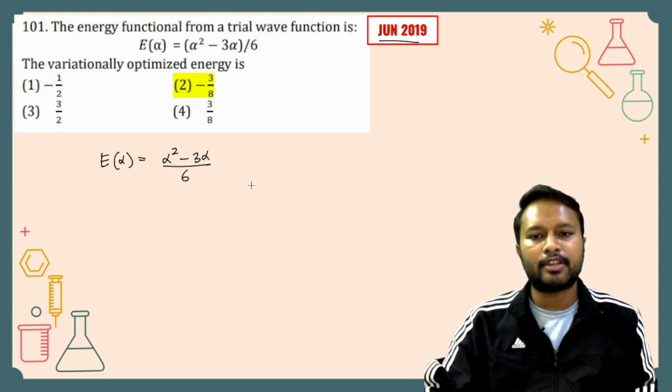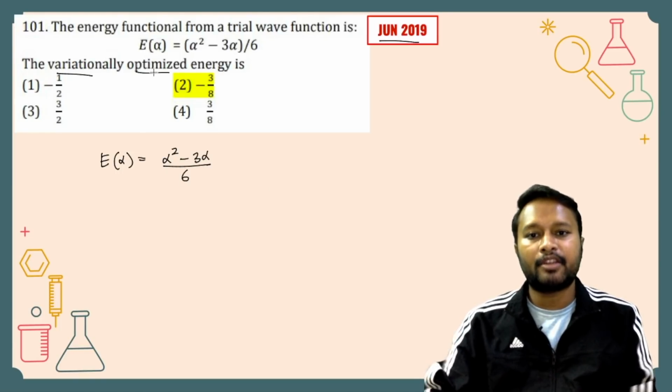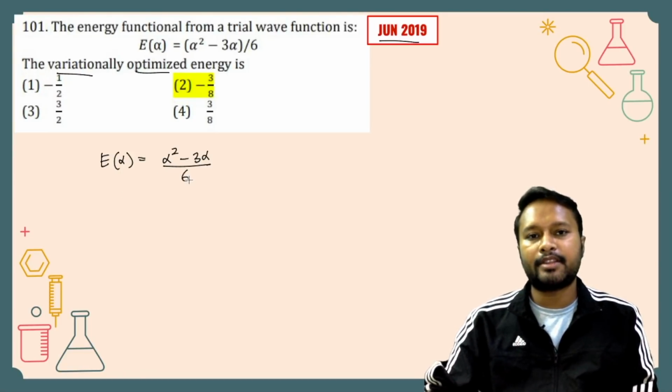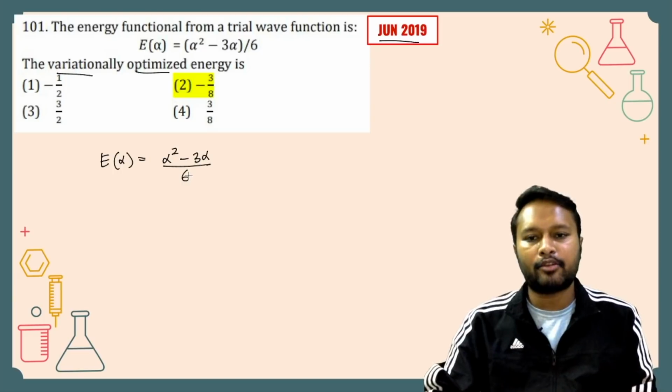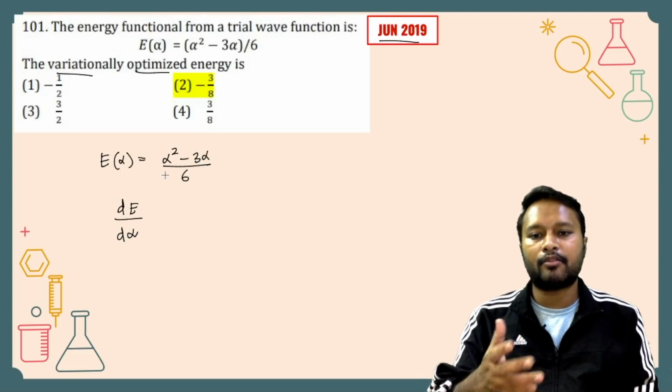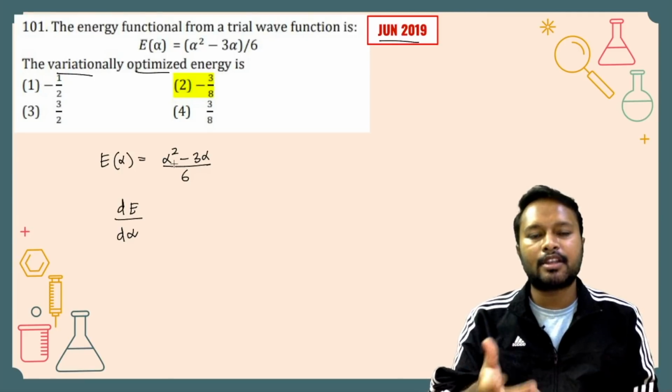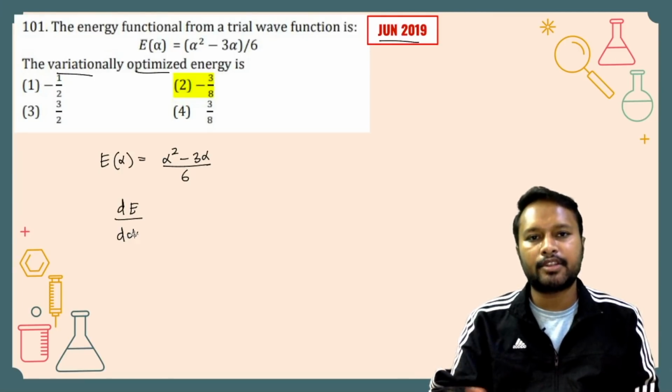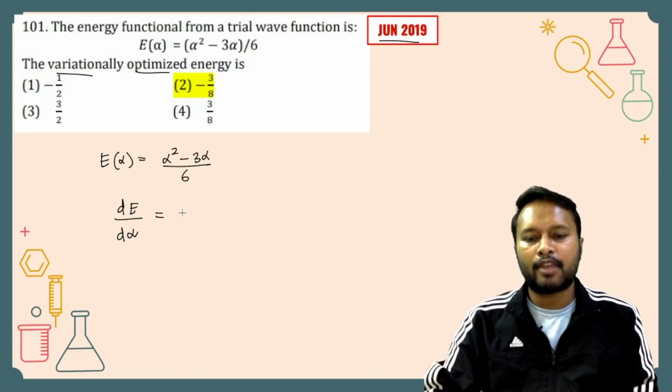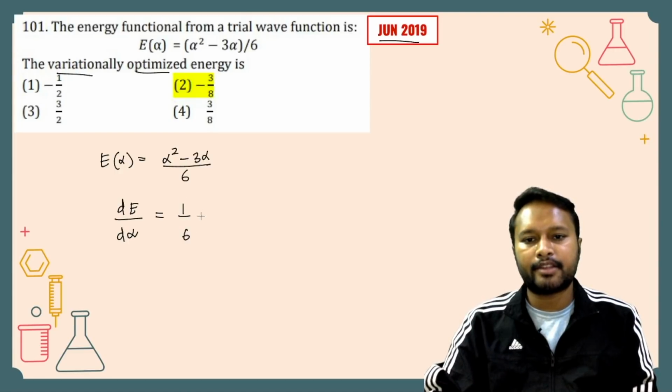Whenever this kind of question is asked, and whenever it is asked to find the variationally optimized energy, what you have to do is find the minimum or maximum value of energy. So you just have to differentiate this energy, whatever energy value is given, with respect to the variable. Since alpha is the variable here, I have just differentiated with respect to alpha. So I'll just take 1 by 6 outside.